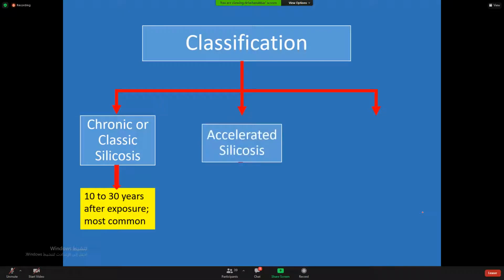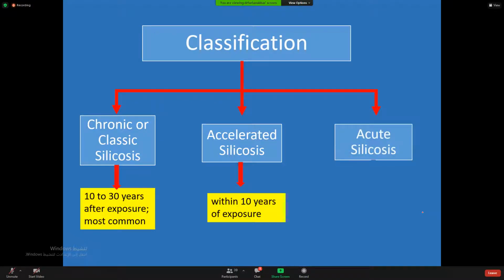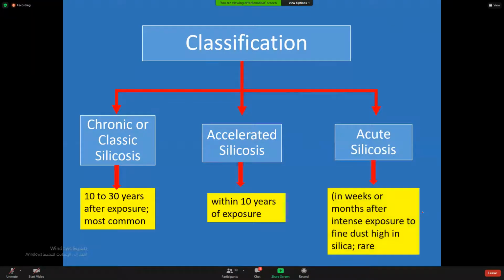Then accelerated silicosis, in which within 10 years of exposure, the patient can develop symptoms. And last is acute silicosis, in which within weeks or months after the initial exposure to silica or fine dust, the patient can develop acute silicosis. So this is the classification of silicosis.